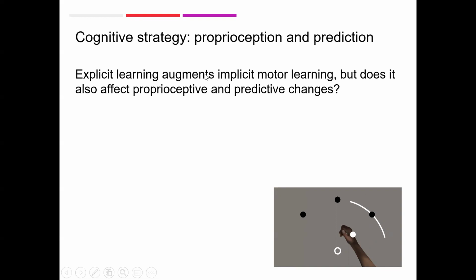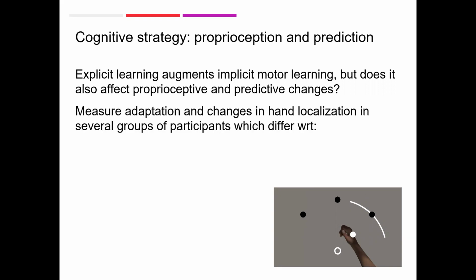Okay, so explicit learning augments implicit motor learning, but does it also affect proprioceptive and predictive changes? And so for these next set of studies, what we did was, again, we measured adaptation and changes in hand localization in several groups of participants, which differed in respect to a few things. Some got instruction, while others did not.